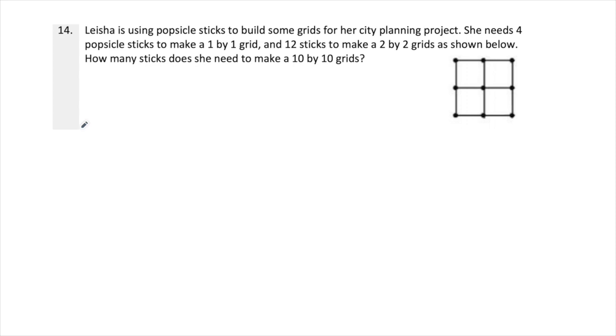For this problem, we have to figure out how many sticks she needs to make a 10 by 10 grid. Let's look at the 2 by 2 grid here we have on the right, and we see that it's composed of 3 columns of 2 sticks each and 3 rows of 2 sticks each, which gives us a total of 12 sticks. Now let's look at a 3 by 3 grid.